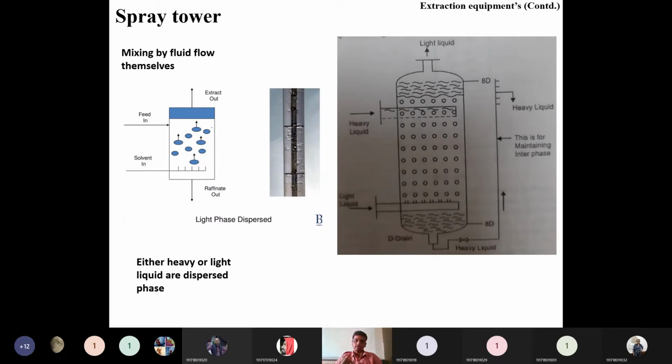Since mass transfer has to happen, the first operation to be performed is intimate contact. We have to bring intimate contact between the two phases. So in this spray type of operation, two types of arrangements are possible. The same equipment we can operate in two ways. One is we can keep the light liquid as the dispersed phase and allow the heavy liquid as the continuous phase. The other possible operation is the heavy liquid acting as the dispersed phase and the light liquid acting as the continuous phase.